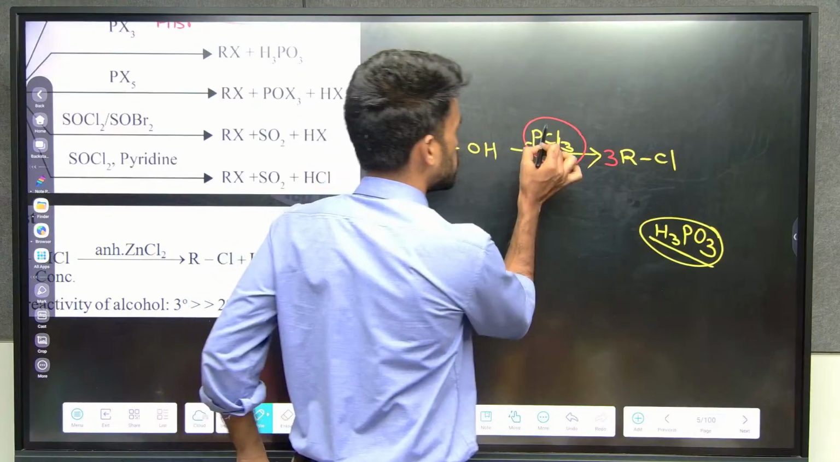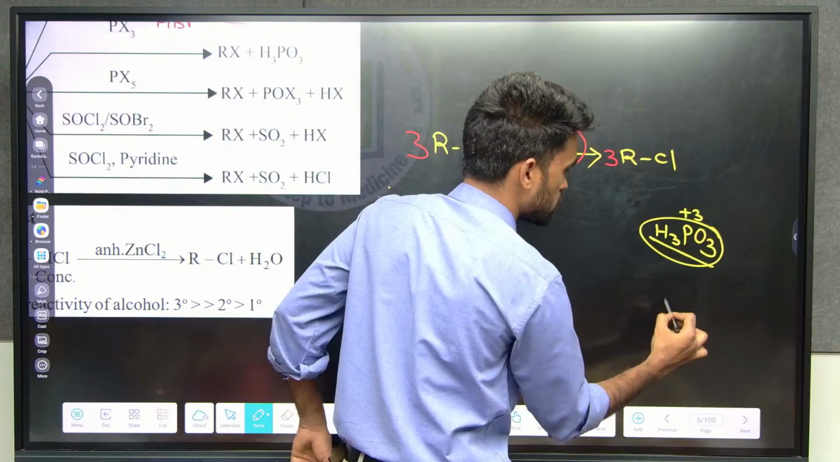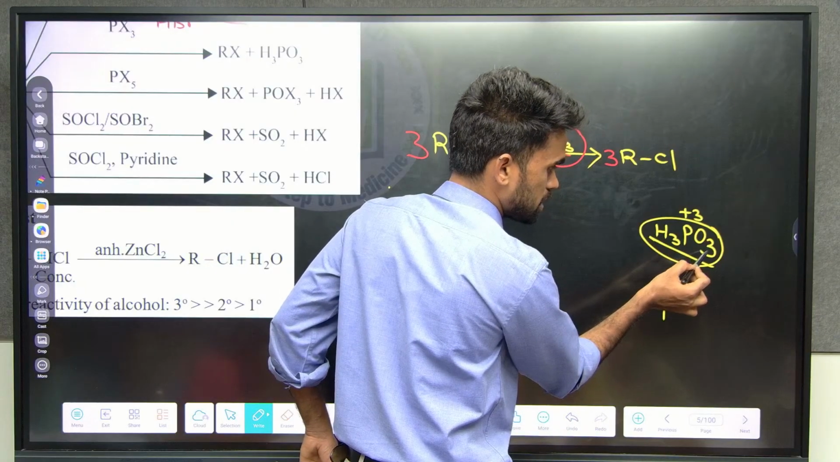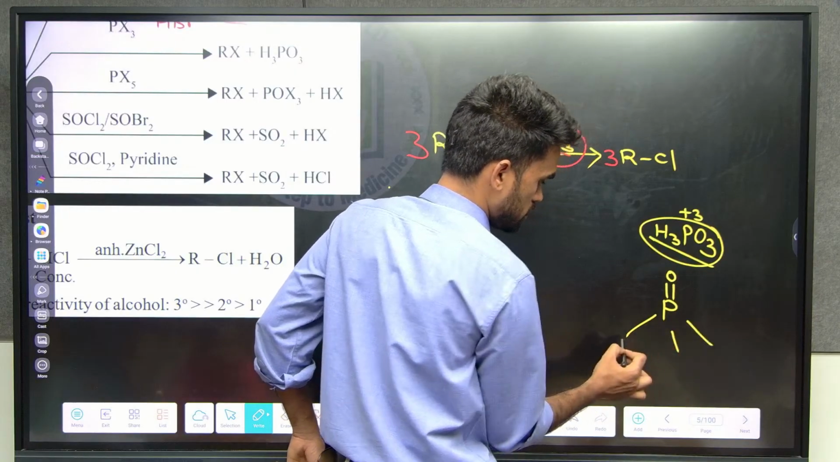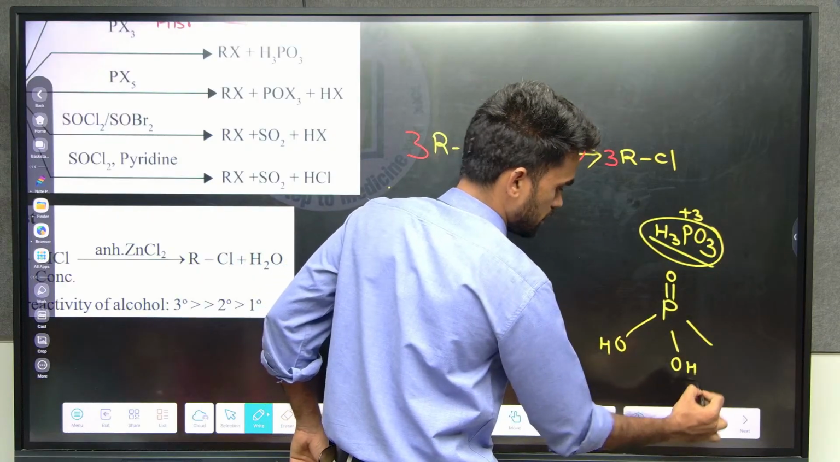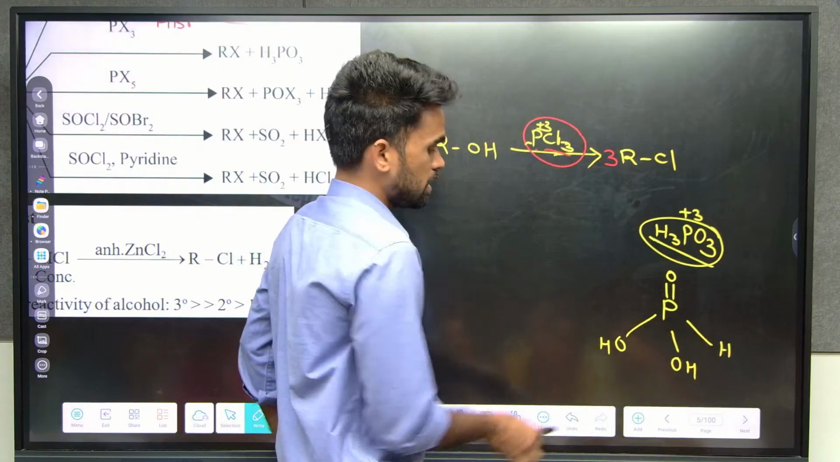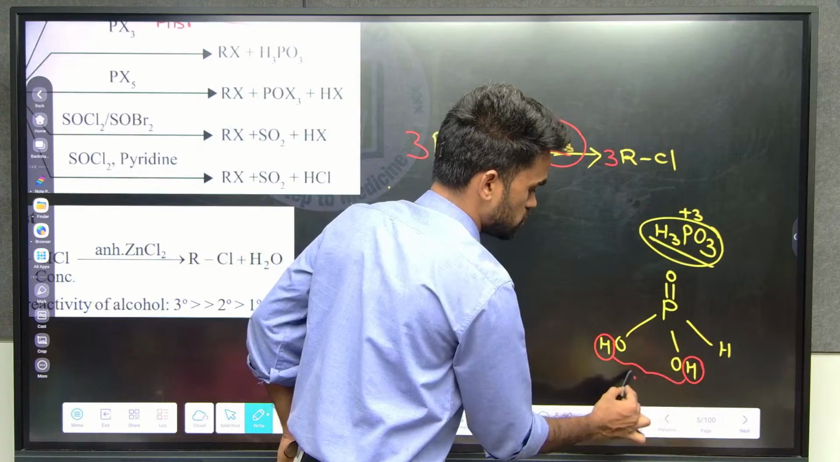Here the oxidation state is 3. With this oxidation state, you should write the structure like this. How many oxygens are there? 3. One is over here, second one, third one. Each oxygen is divalent, so I am putting like this. How many hydrogens? 3. Two are on oxygens, and one is directly on phosphorus. These two OH group hydrogens are acidic hydrogens.